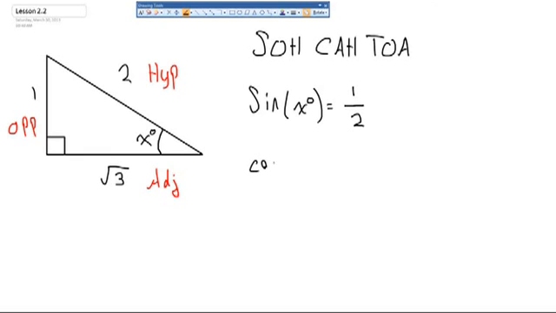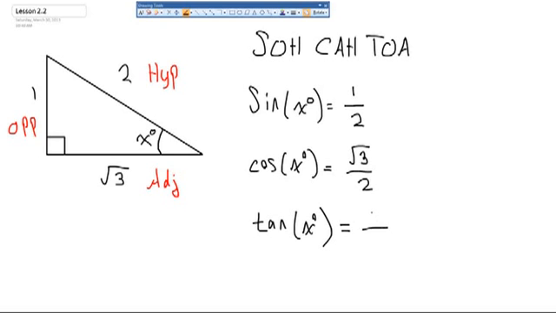For cos of this mysterious x value, we get adjacent over hypotenuse. So this is root 3 divided by 2. And for tan of x, what we're going to get is opposite over adjacent. So this is equal to 1 over root 3.